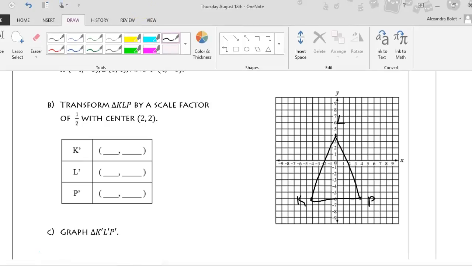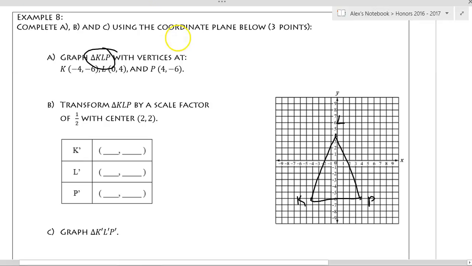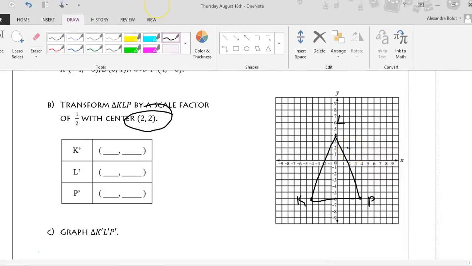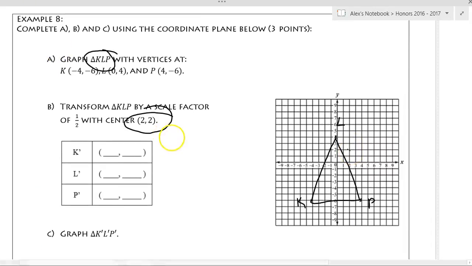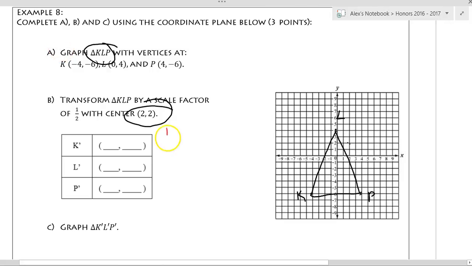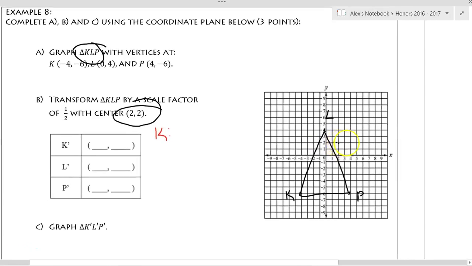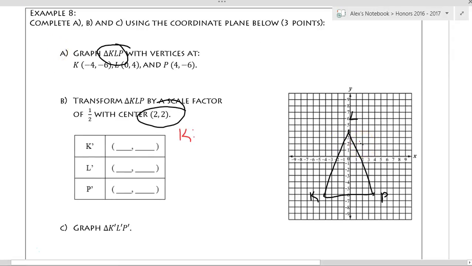Alright, now I'm going to transform this with center 2, 2. So right 2, up 2, right? That's my center. So that's what you have to keep in mind. So if I want to transform the point K, from this point, I have to go over 6. Over 6, and you can count those. So 6 left. And then if you count, it's down 8.